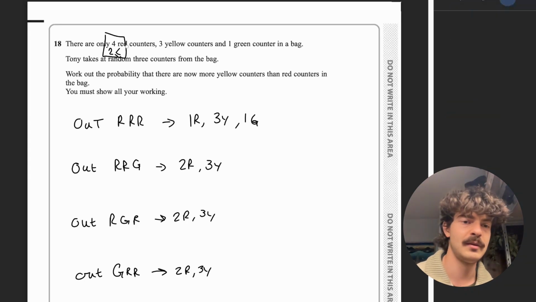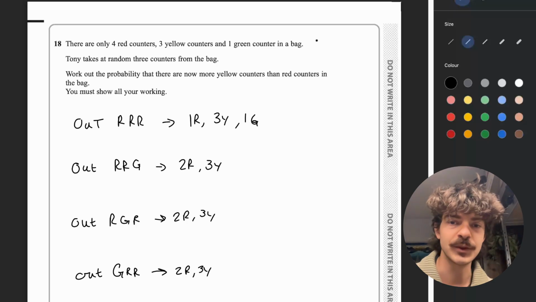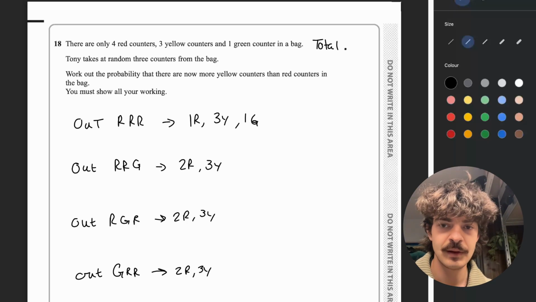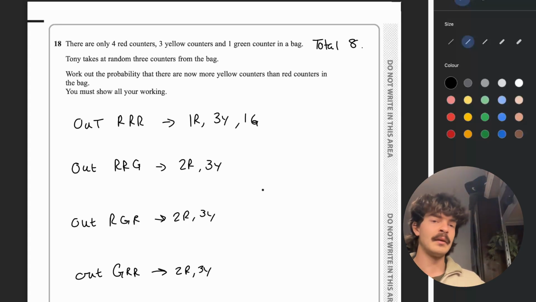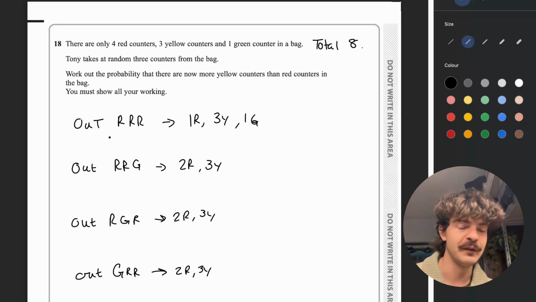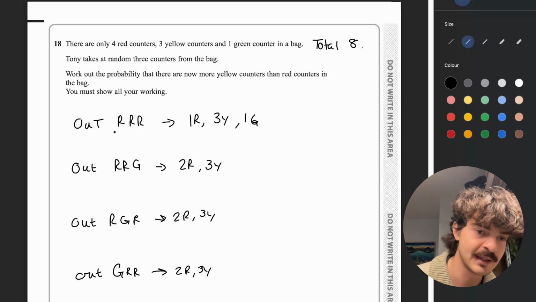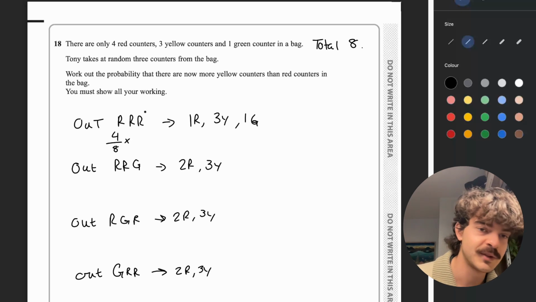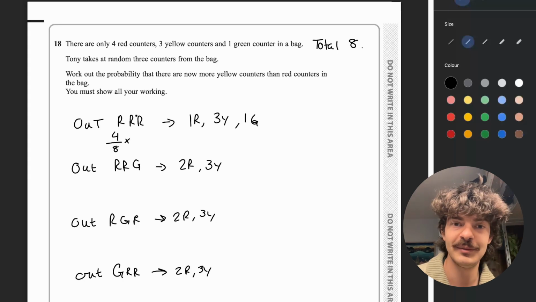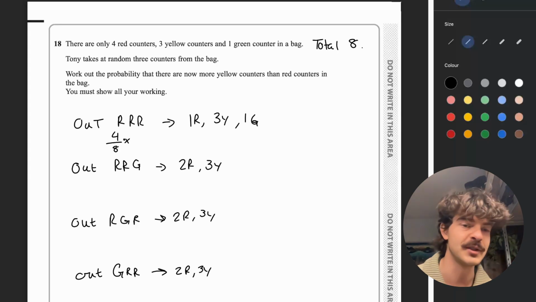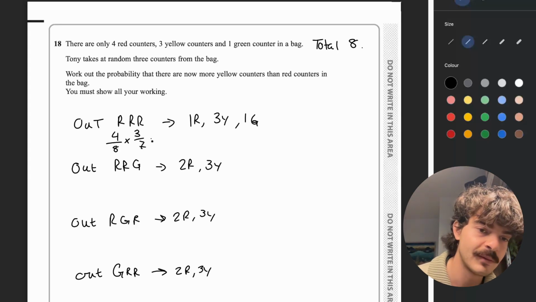Cool. So in total, we have 4 plus 3 plus 1, 8. Okay. So what's the probability of the first counter being taken out being red? Well, it's going to be 4 out of 8. It's going to be the probability of the second one being red. Well, we've reduced the number of red counters by 1. We've taken it out, but we've also reduced the total. 3 over 7. And then the same logic applies for the last one. 2 over 8.